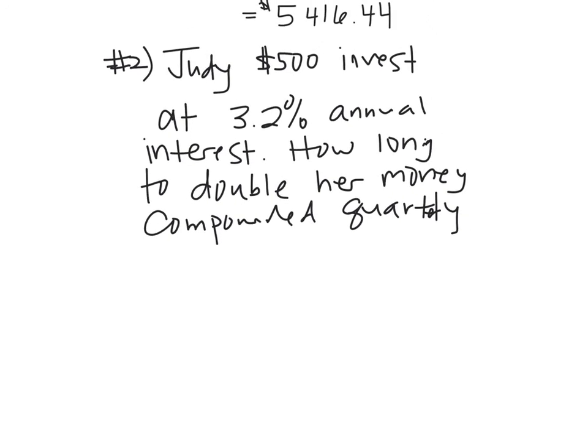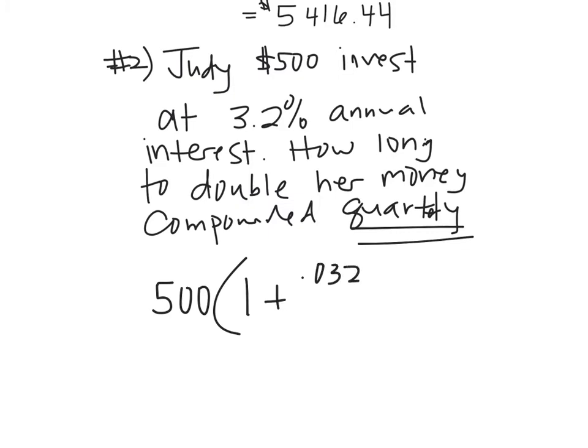Whoopsies. Okay. So Judy, $500 invested, 3.2% annual interest. How long to double her money? Compounded quarterly. All right. So you have to figure out which one to use. I see this compounded quarterly, so I'm going to use the one that has K in it. So her initial investment, her principal is 500. 1 plus R over K, so R is 0.032 over 4, to the 4 times T. I'm trying to figure out how long it will be. And this is going to equal what?